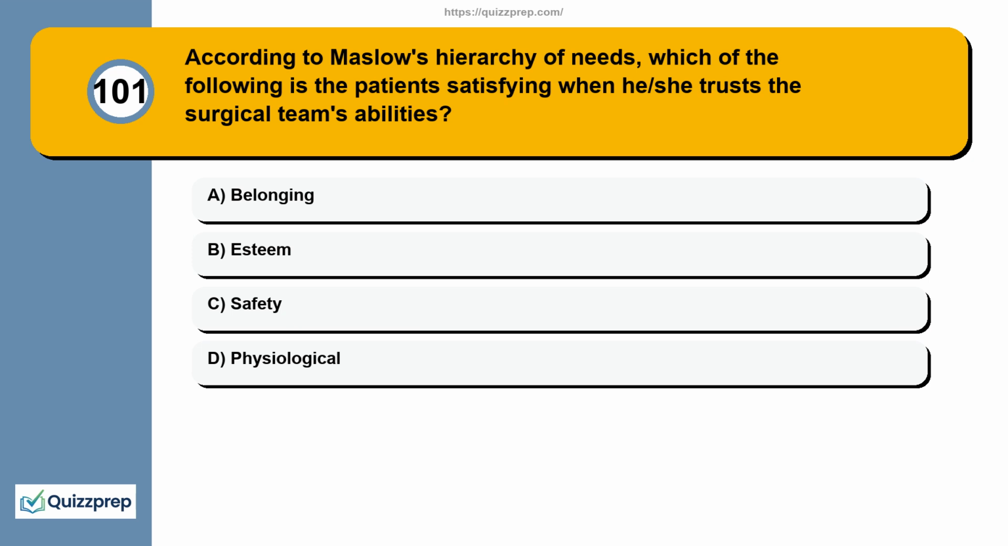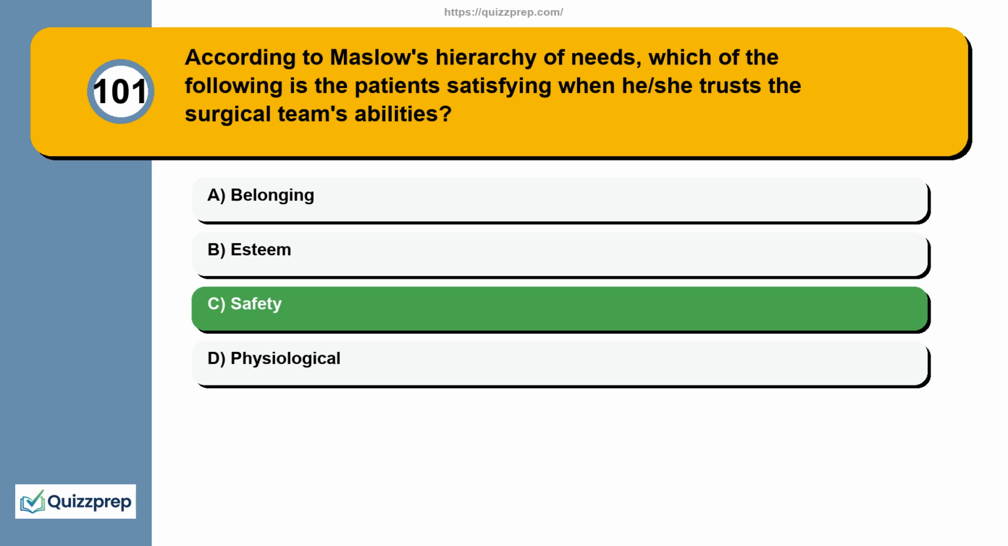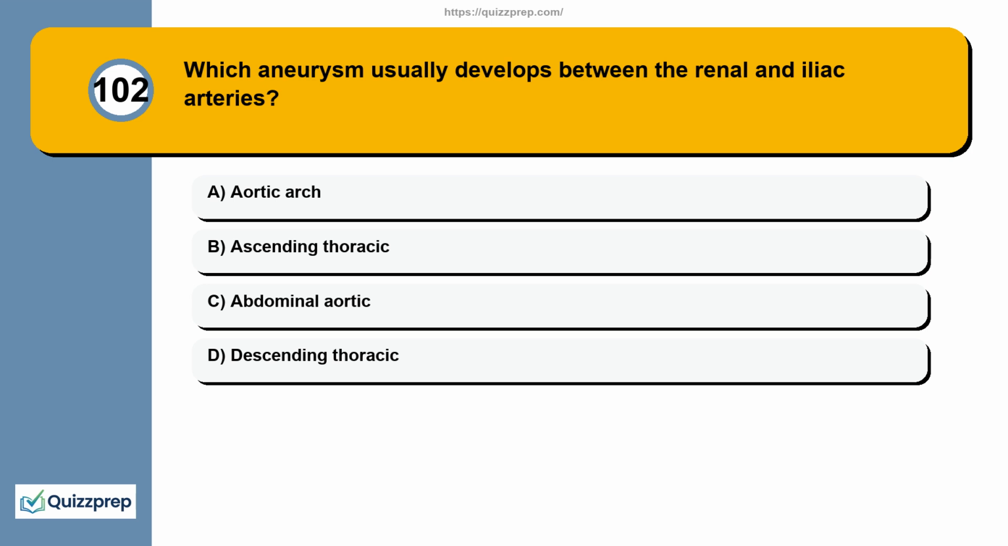Option B, esteem. Option C, safety. Option D, physiological. The correct answer is option C, safety. Question 102. Which aneurysm usually develops between the renal and iliac arteries?